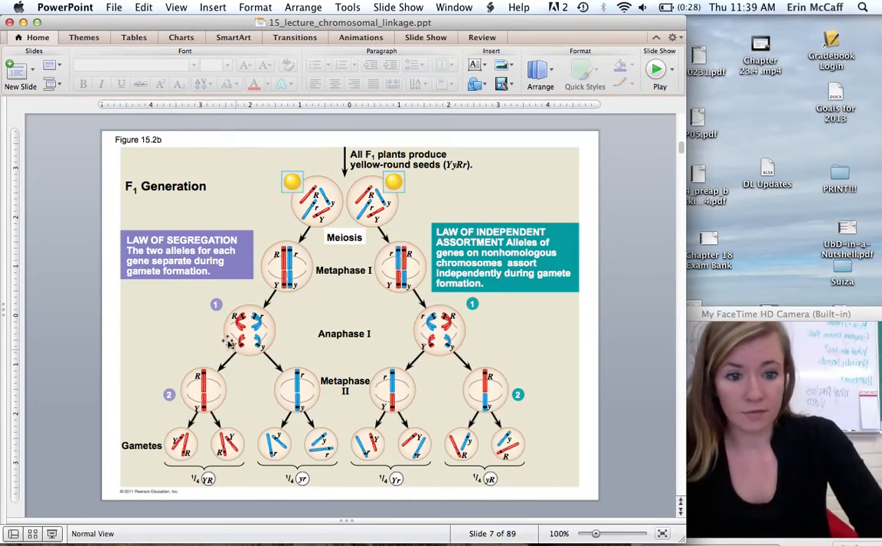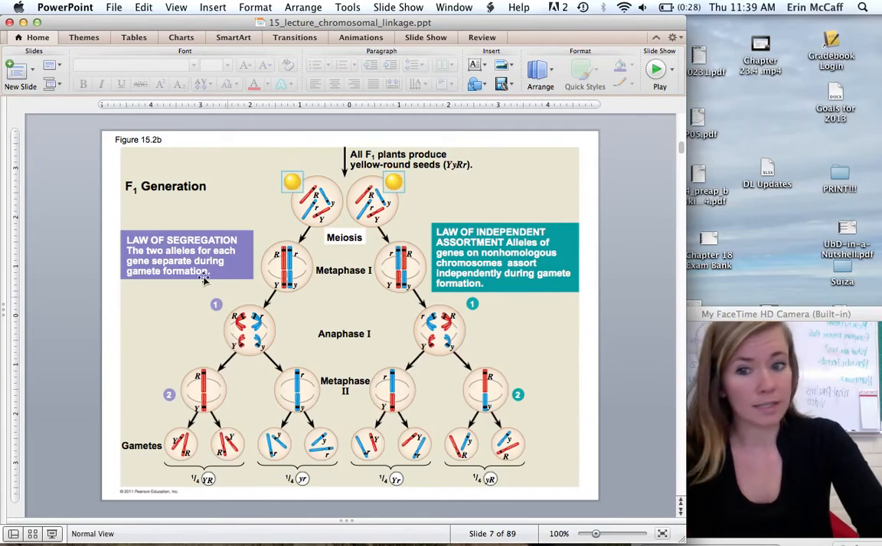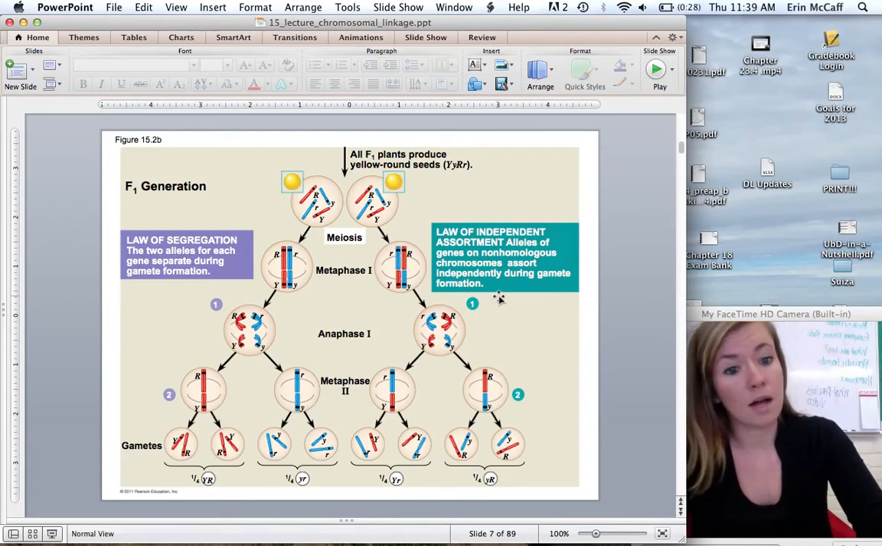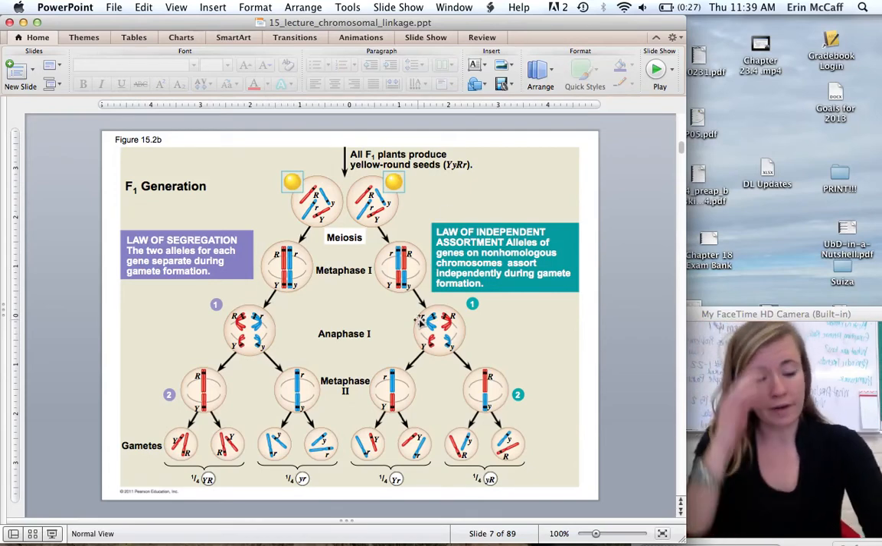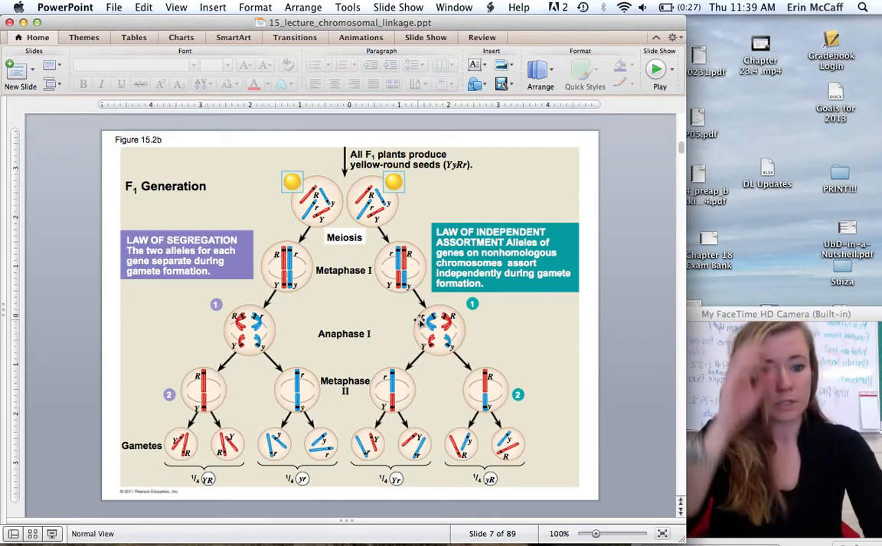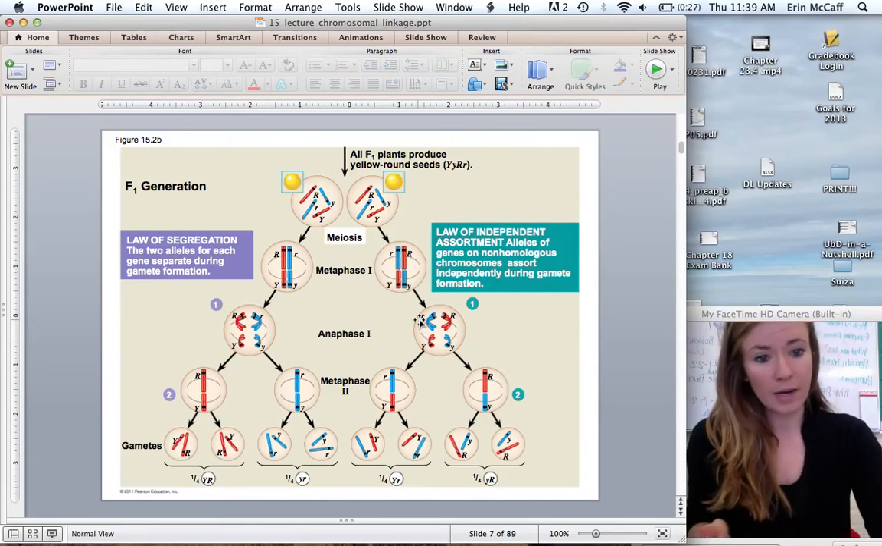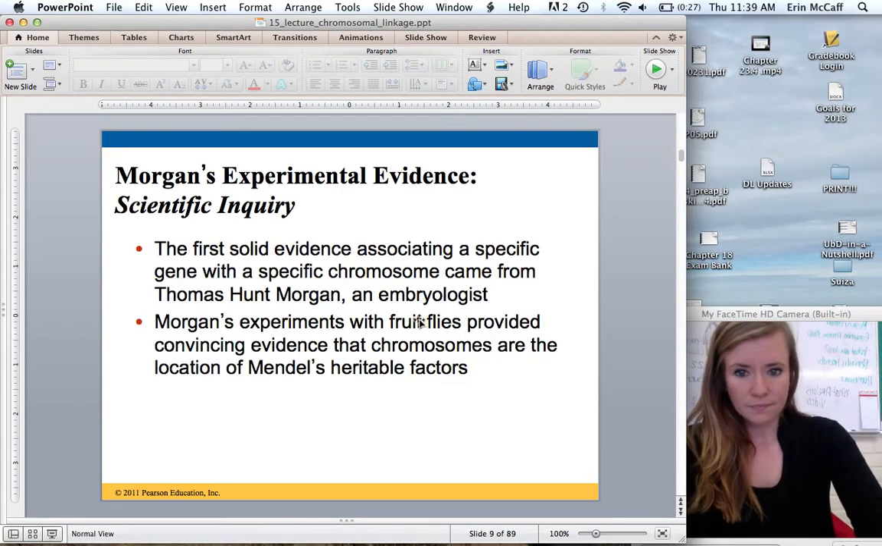So that happens during anaphase 1. We know that. We separate the homologous pairs, we separate the alleles. The law of independent assortment says that the homologous pairs assort differently from each other. So you can see here, the paternal and maternal chromosomes stay together, whereas here they separate. So that's independent assortment. It's totally random which genes from which parent the gamete is going to end up with.